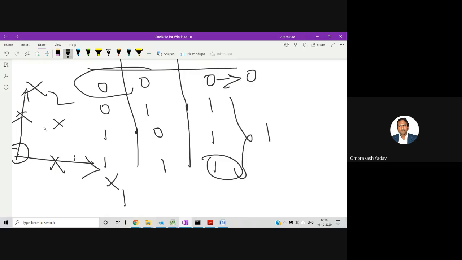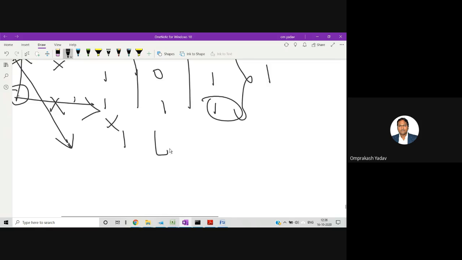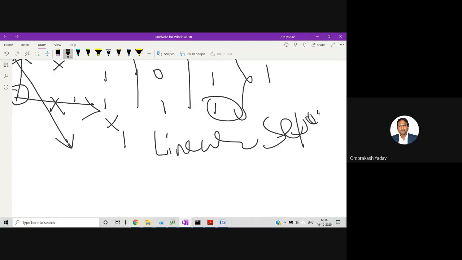Now, whether I am able to separate both the classes by one straight line. I'll draw one straight line like this. And yes, I am able to separate both the classes by one single straight line. Hence, this problem is a linear separable problem. So remember this concept, the linear separable problem.